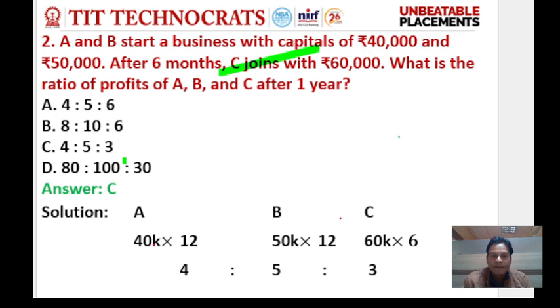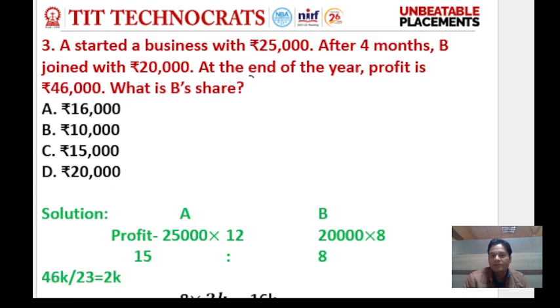Okay. One more question we would like to solve, and this will be our last question for the session. In this question it is given: A started a business with 25,000 rupees. After 4 months, B joined with 20,000. At the end of the year, the profit is 46,000. What is B's share?